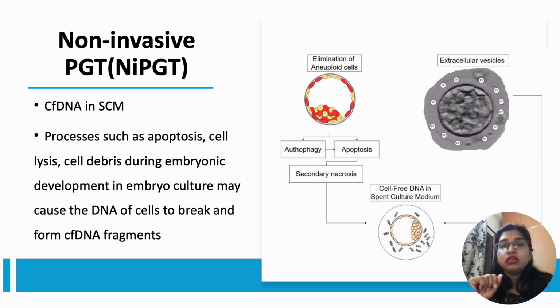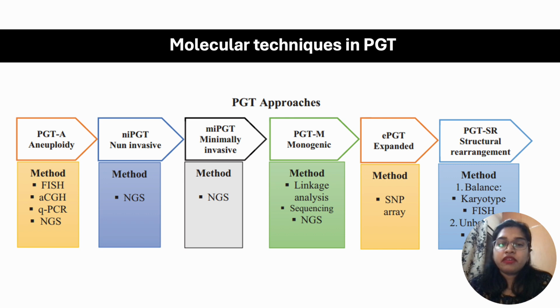What happens is, suppose in the embryo there is an aneuploid cell, then it will either undergo autophagy or apoptosis, then secondary necrosis, and its DNA is going to be there in the spent culture medium. Or extracellular vesicles also cause cell-free DNA in the spent culture medium. Processes such as apoptosis, cell lysis, and cell debris during embryonic development in embryo culture cause the DNA of the cells to break and form cell-free DNA fragments that we can use.